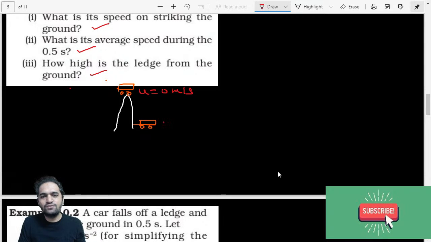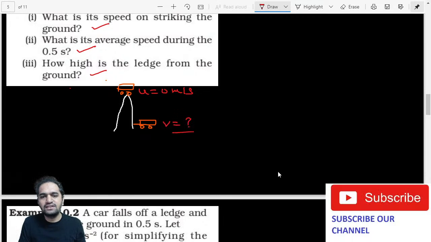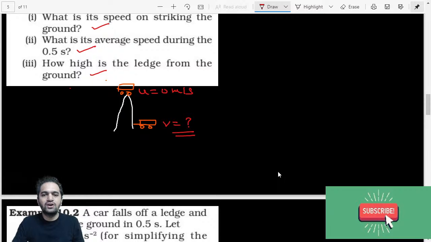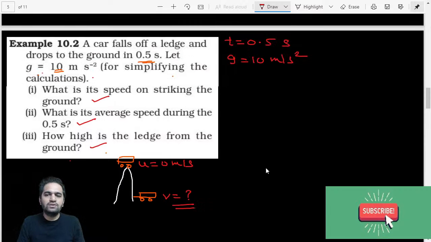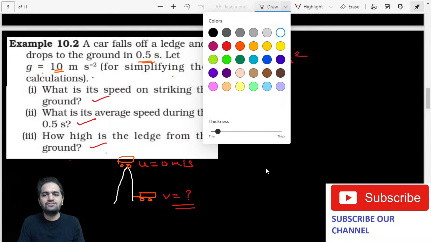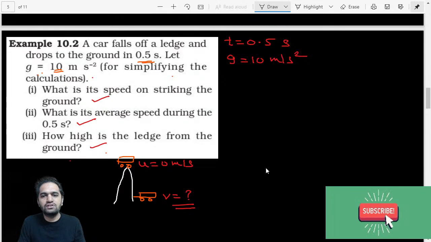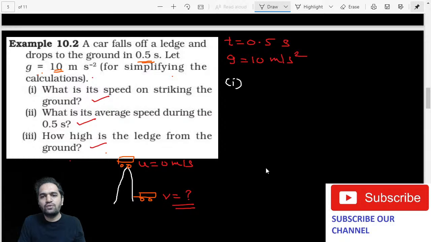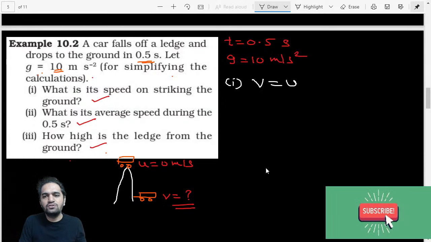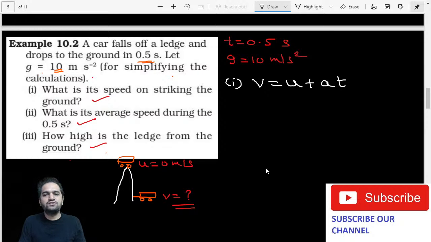And they are asking us what is the final velocity? What is the velocity here? Okay, so it's very simple, right? You can just use the first equation of motion, and through that we can find out the velocity. So what is the formula? That is v is equal to u plus at. The first equation of motion, v is equal to u plus at.